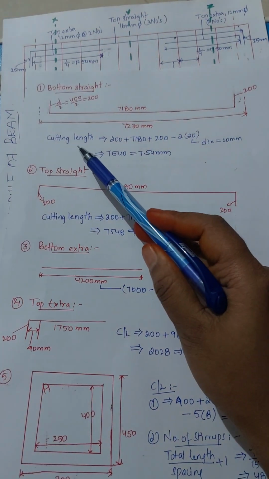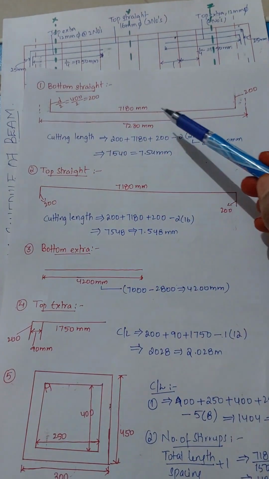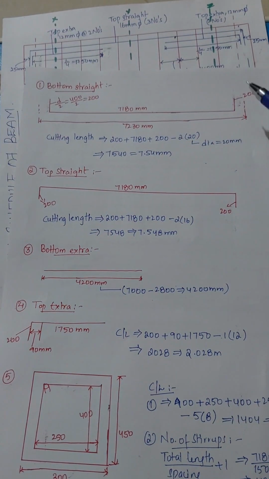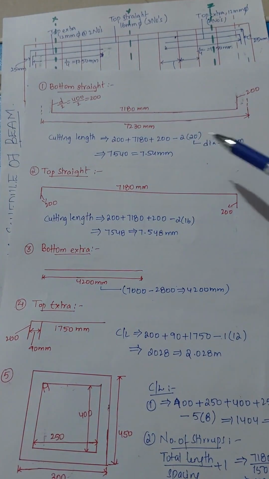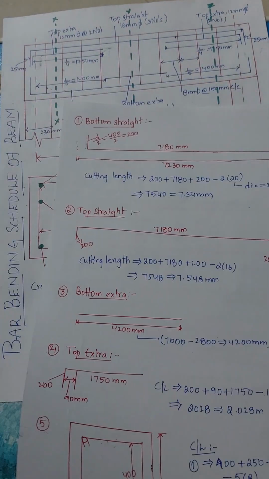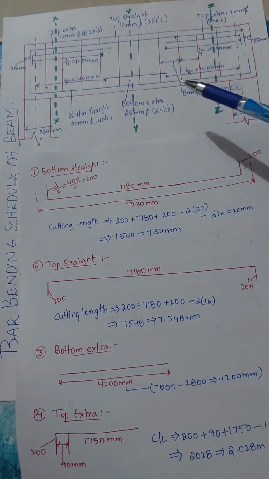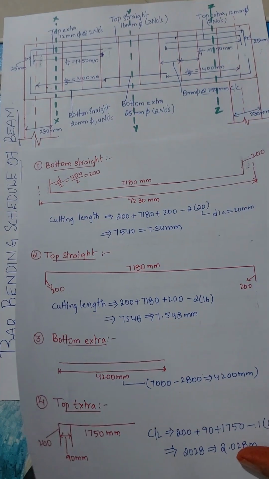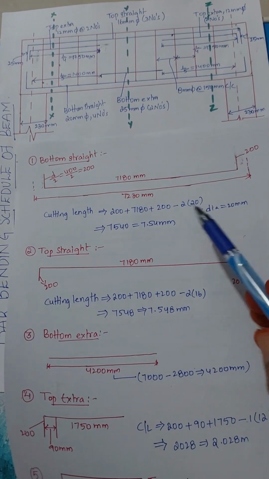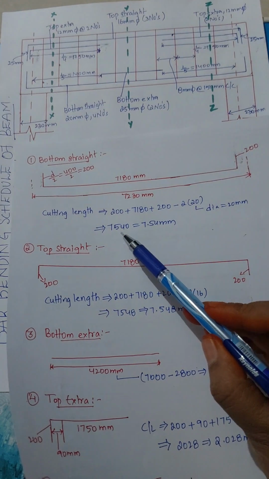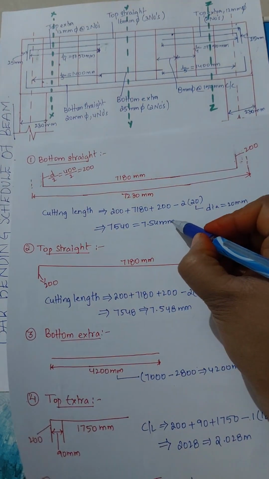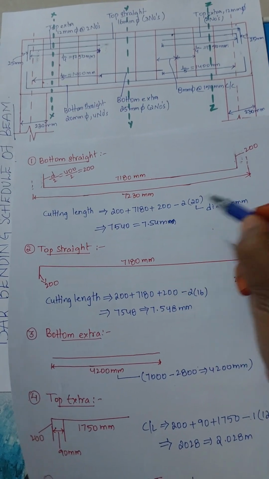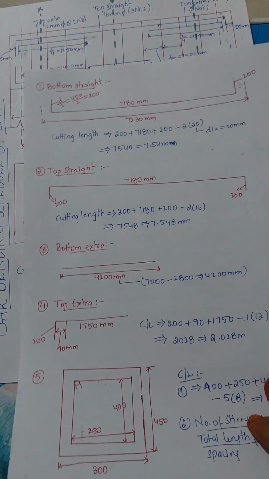So now we will calculate the cutting length. So this 200 mm plus 7180 mm plus 200, and this is a 90-degree bend at two sides, so 2 into dia we have to take. Here dia for bottom straight is 20 mm as mentioned. So 2 into 20 mm. After doing the calculation we will get 7540 mm, which is 7.54 meters. So next we will go for top straight.